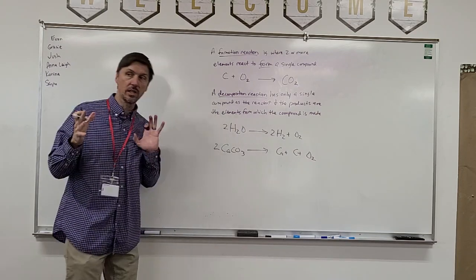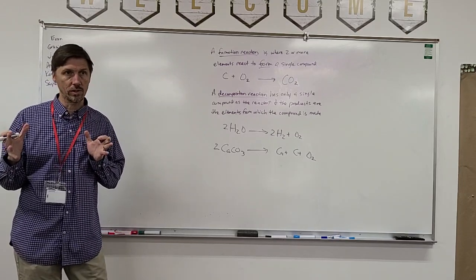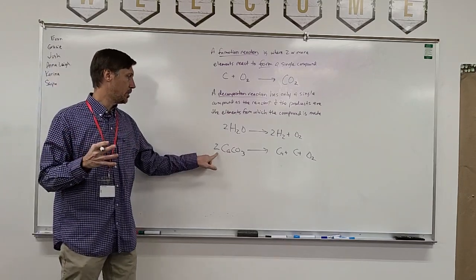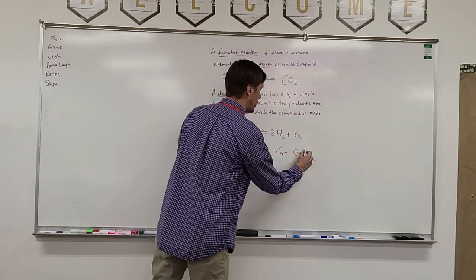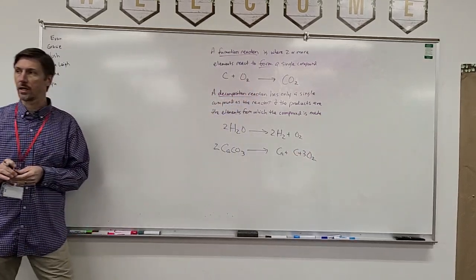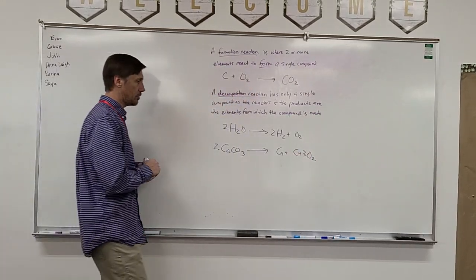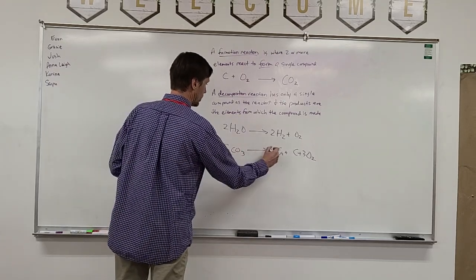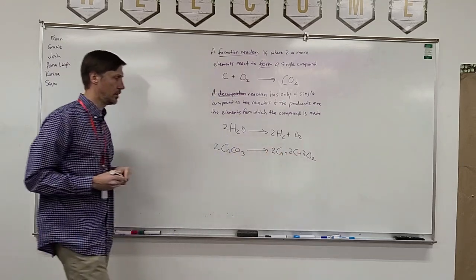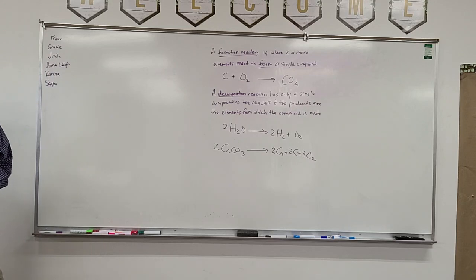Yeah, so if I'm just focusing on the O's, because the O's were the ones that were out of whack, if I put a 2 here, I can put a 3 here to give me 6 on both sides, right? And then I just need to go back and revisit the Ca's and the C's, and so, like Gracie said, a 2 here and a 2 here will take care of that, and we're balanced, okay?